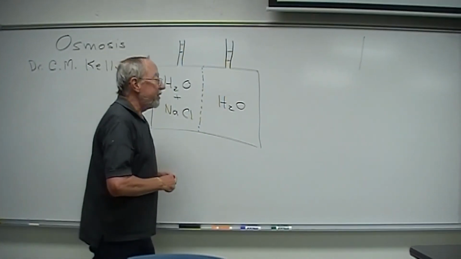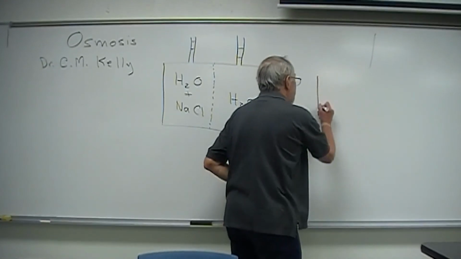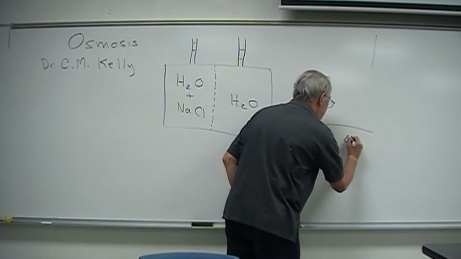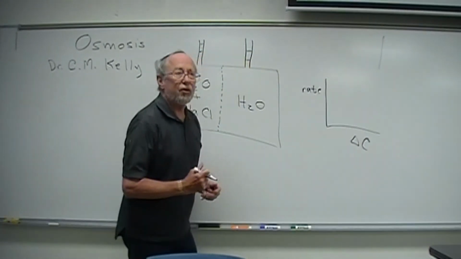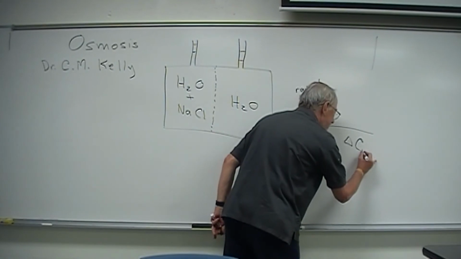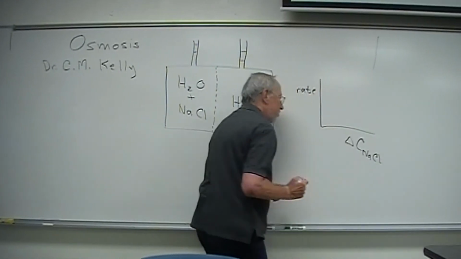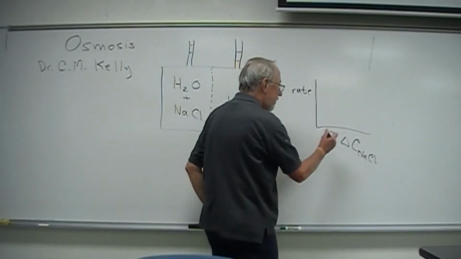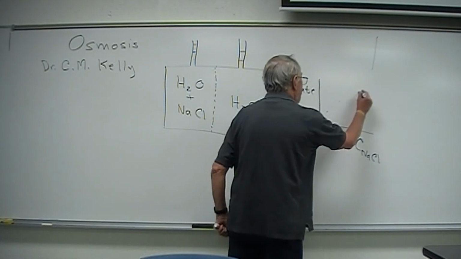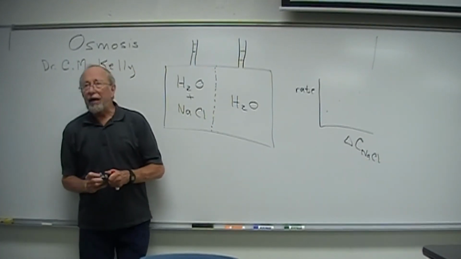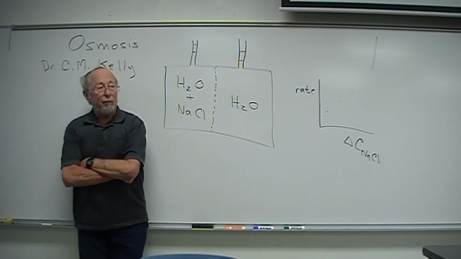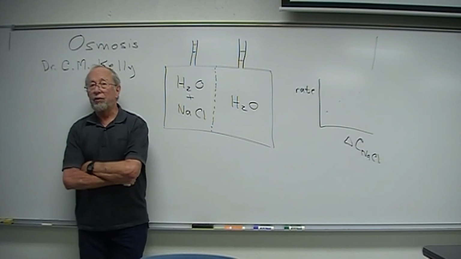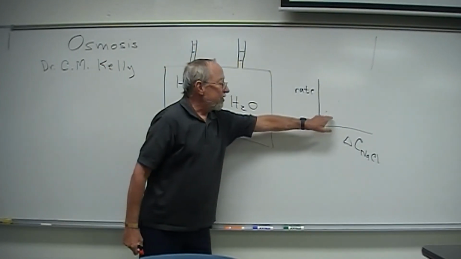And what you would probably expect to see is something like this. If I make a graph of rate versus delta C, where C stands for concentration, I'll put sodium chloride on it. What would you expect to see? You'd probably expect to see at 3 different concentrations, there, and there, 3 different rates. Well, that's what you're trying to do in the apparatus that you're going to be designing and building and testing. You're going to try to get information that fits into that.